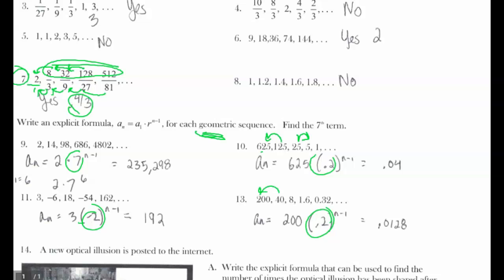40 divided by 200, 0.2. Any of these up here. When I work backwards one spot, also 0.2. Okay.